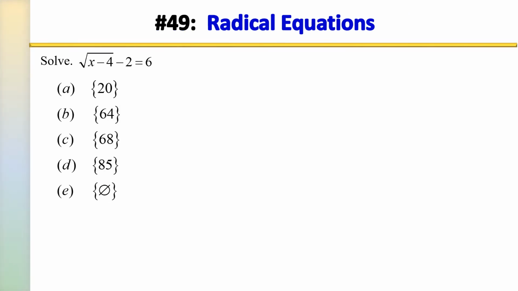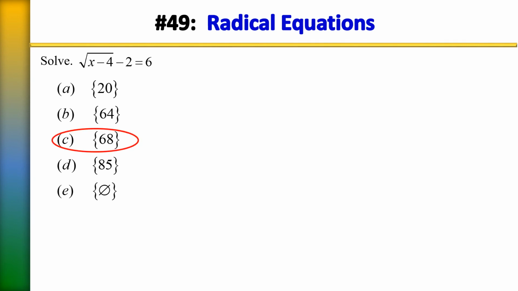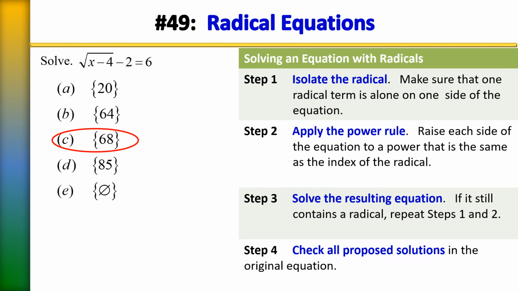Number 49, solve. So what is the correct answer? Choice C. Now before we begin solving this radical equation, let's go over the rules for solving. Step 1, isolate the radical. Make sure the radical symbol, the radical term, is on the side all by itself. If there are other terms on the side with it, you must move them to the other side.